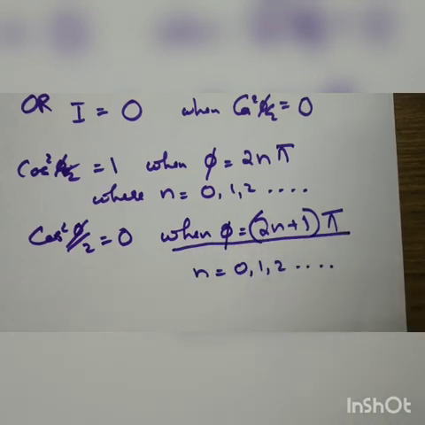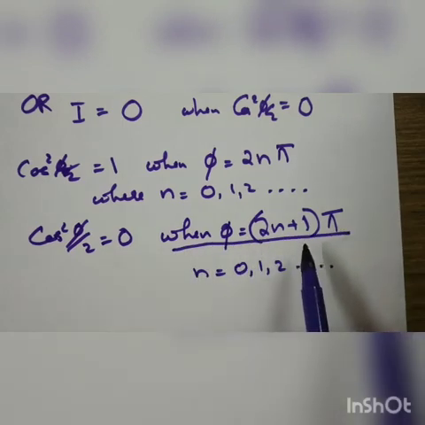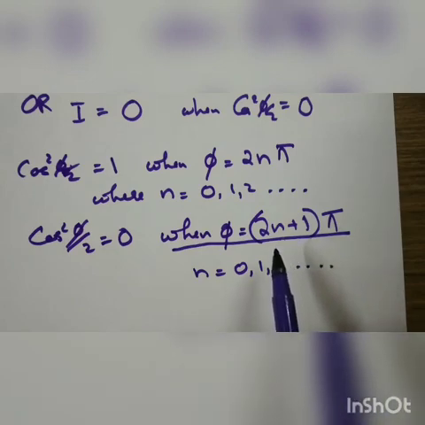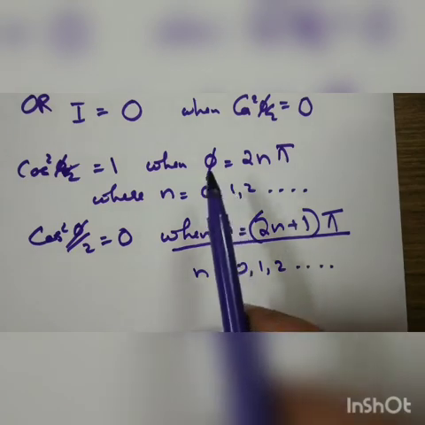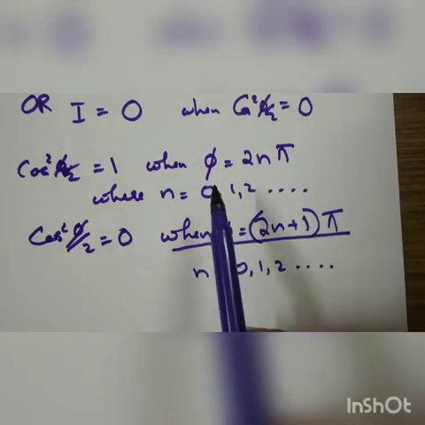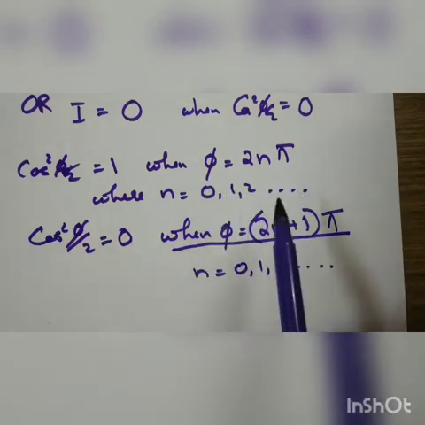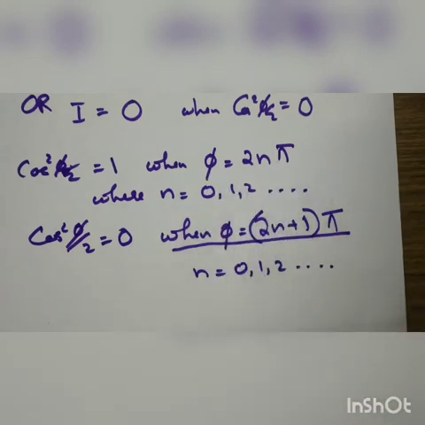So this is the condition that we have already discussed. Path difference equals n plus half lambda or phase difference equals 2n plus 1 pi. That was the condition for destructive interference. Similarly, the condition for constructive interference is path difference equals n lambda or phase difference equals 2n pi.